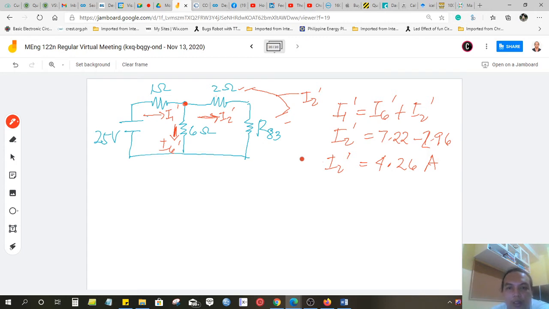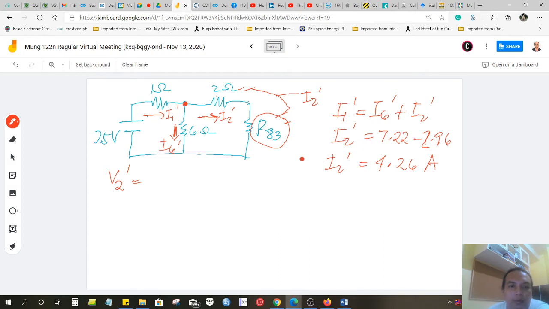resistor 8 and 3. The combination of the voltage of 8 and 3 is equal to the voltage drop here. Okay, so we can get that. But take note, the voltage at 2 ohm is prime, we use prime. Maybe you will ask why we put prime: it is because in the first solution, it was the second one.